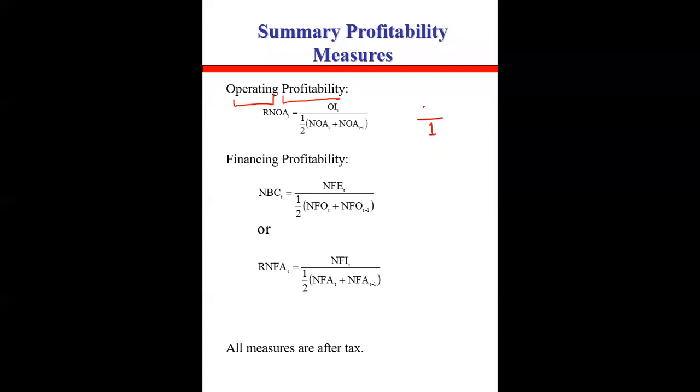Okay. So if the number is, for example, 0.3, what does it indicate? It indicates that out of 1 taka investment in net operating asset, my operation is giving me $0.3 for $1 of investment. This is coming from my core operation and not from any financial activity, because I have separated out operating from the financials. Okay. So what is the numerator here? The numerator here is the operating income.